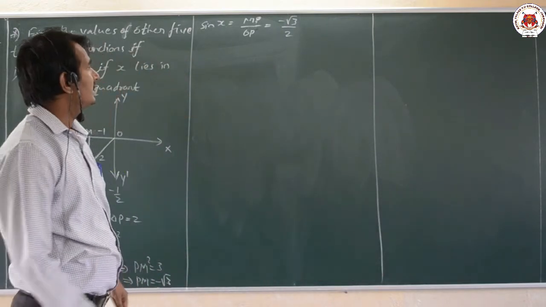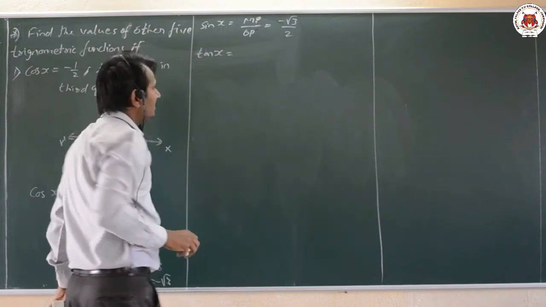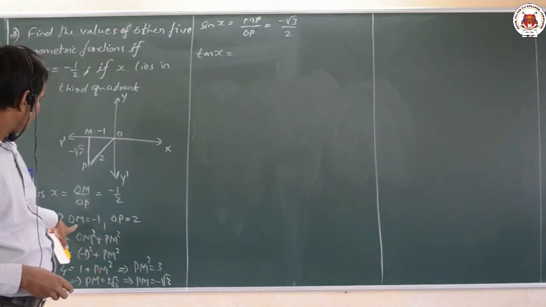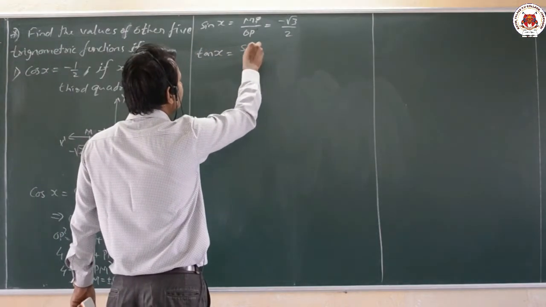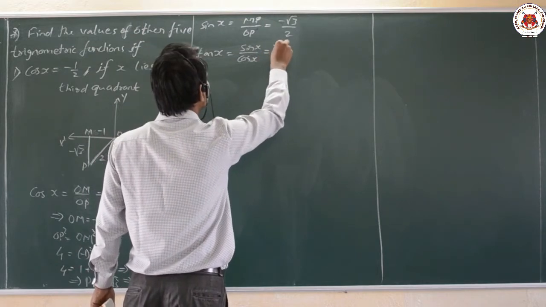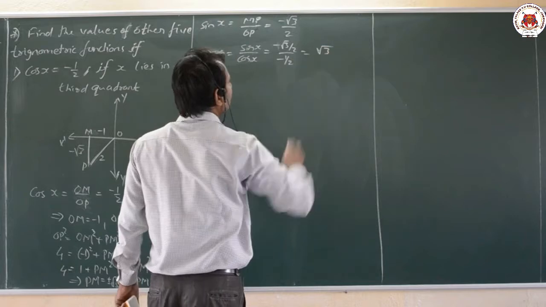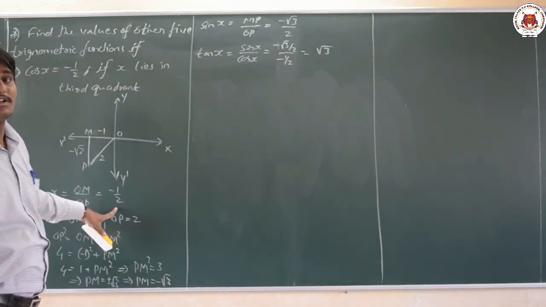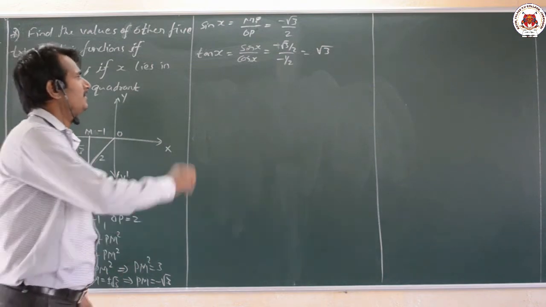Now let us find out the next part. Sin we got, next is tan x. Tan x, we know the formula directly. That is sin by cos I can make use of here. Sin by cos is sin x by cos x, which is equal to minus root 3 by 2 divided by minus 1 by 2. The value is root 3. The tan x value will be root 3 because the cos x value is already given, that is minus 1 by 2.